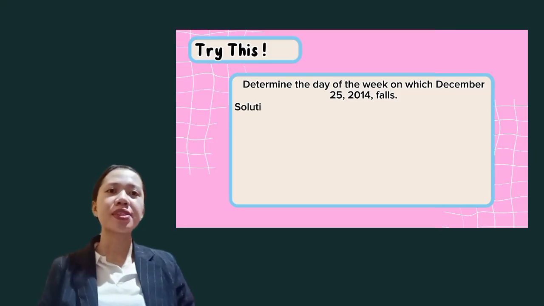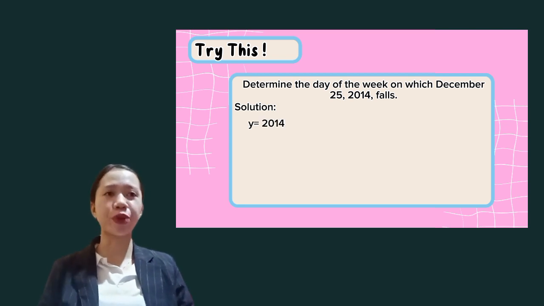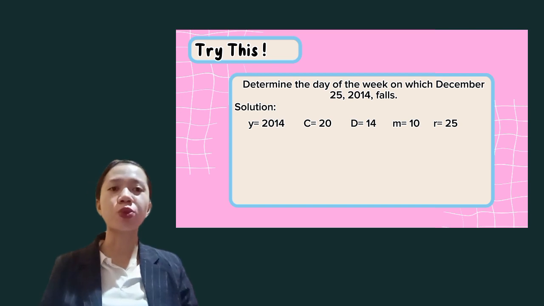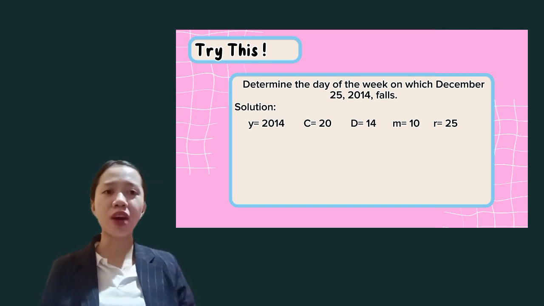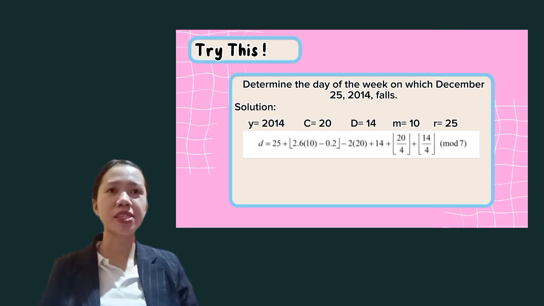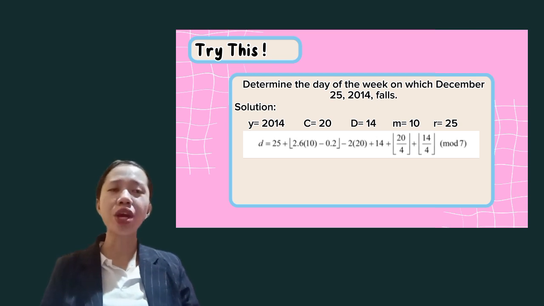Since December is the 10th month of 2014, hence C is equal to 20, d is equal to 14, M is equal to 10, and R is equal to 25. So using our formula, we just simply substitute all the given. So we have D is equal to 25 plus 2.6 times 10 minus 0.2 enclosed in the bracket minus 2 times 20 plus 14 plus 20 over 4 plus 14 over 4 modulo 7.